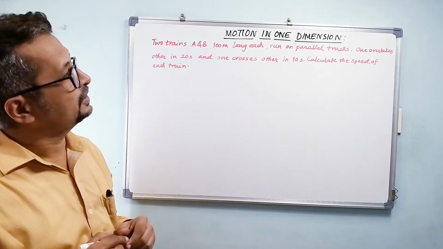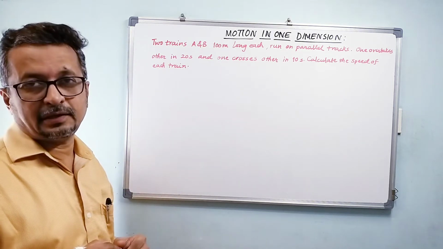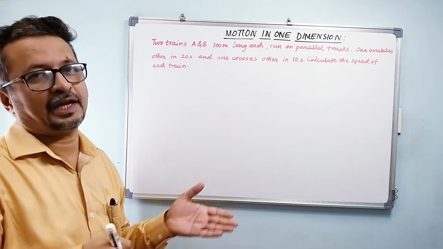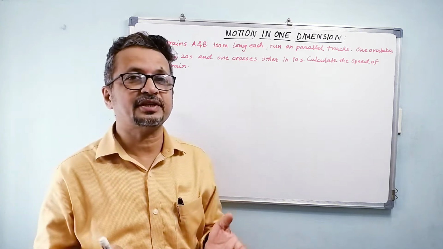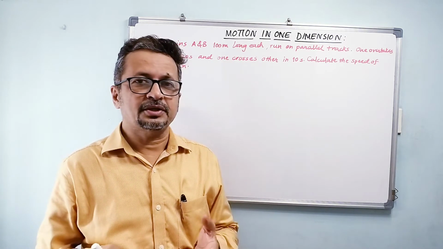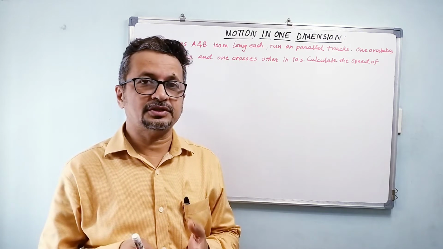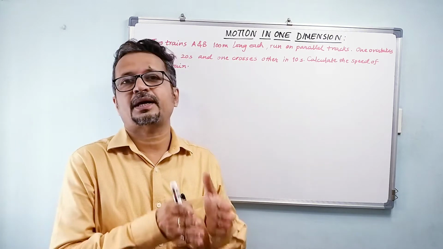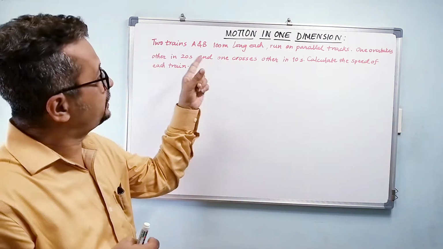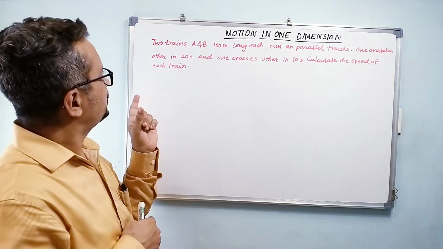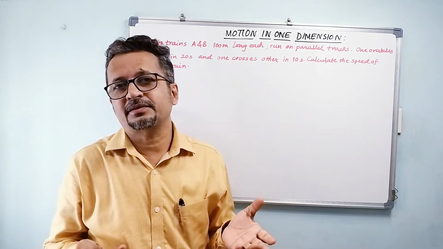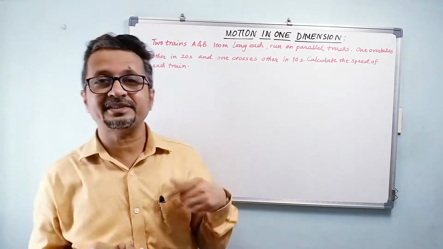Now here the tracks are parallel, so they are as good as traveling along the same line, because the vectors can be shifted parallel to themselves, isn't it? Without changing the direction and without changing the magnitude, if you shift it parallel to itself, that is perfectly alright in vectors. Now here one overtakes the other in 20 seconds. The other statement is one crosses the other in 10 seconds.